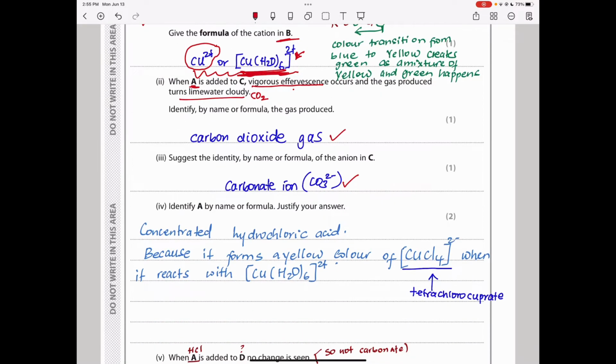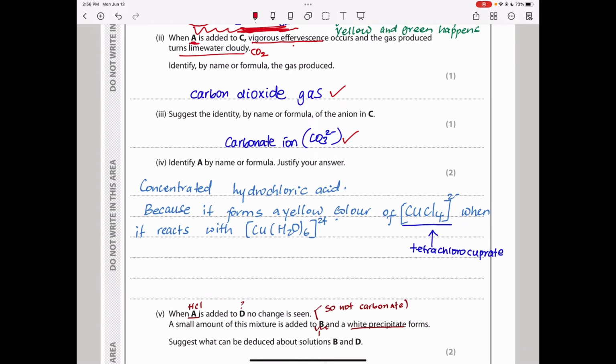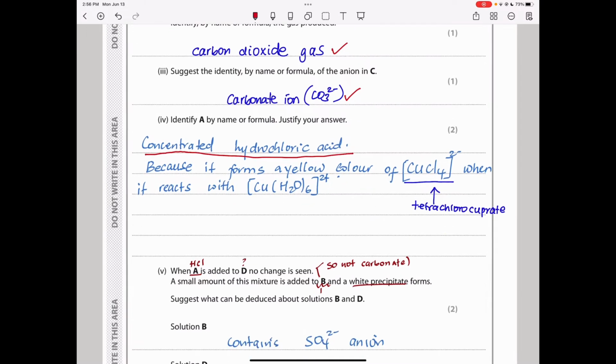Then next they say, identify A by name or formula and justify your answer. So I can confidently say that A was concentrated hydrochloric acid because it forms a yellow color of tetrachlorocuprate when it reacts with that. And you could go on to say, and also it causes effervescence of a gas that turns lime water milky when it's reacted with something suspected to have a carbonate ion in it.